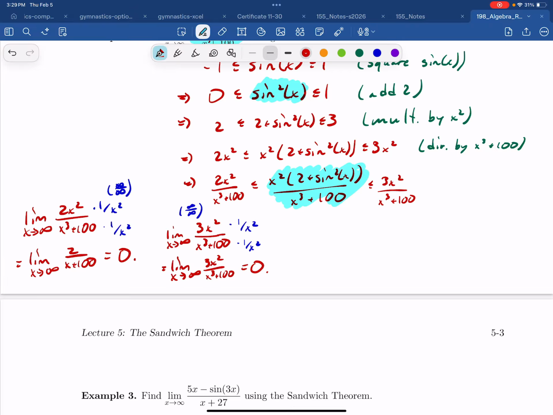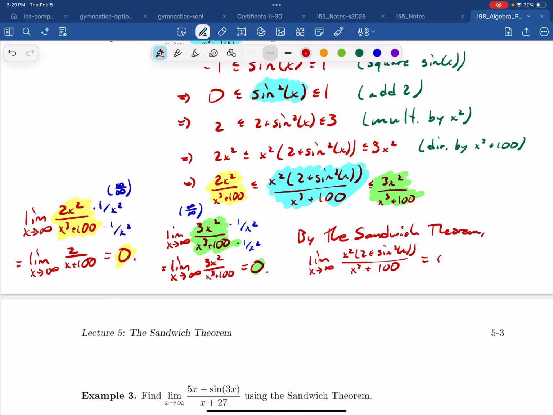Right? So both limits equal 0. Again, just emphasizing with my highlighter here, the limit of this guy equals 0. Limit of that guy equals 0. So then we always write, always, I will take off a point if you don't write this, at least a point, by the Sandwich Theorem, the limit as x approaches infinity of x squared times 2 plus sine squared of x all over x cubed plus 100 equals 0.